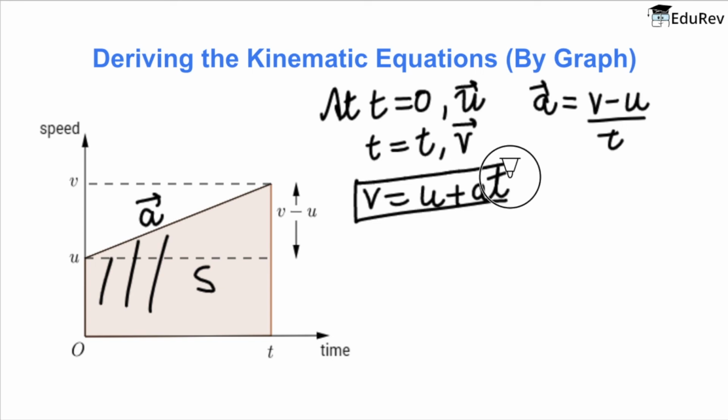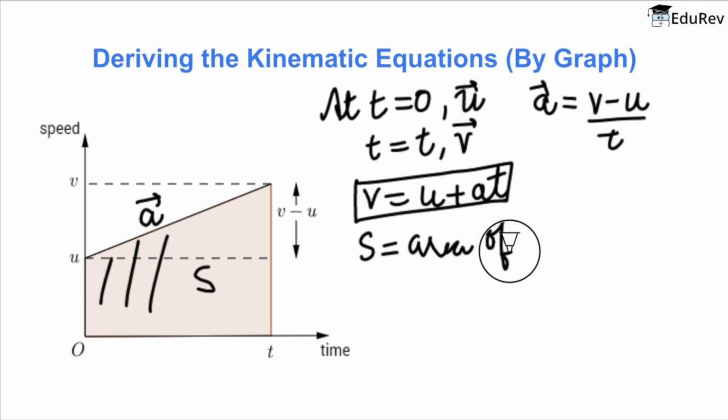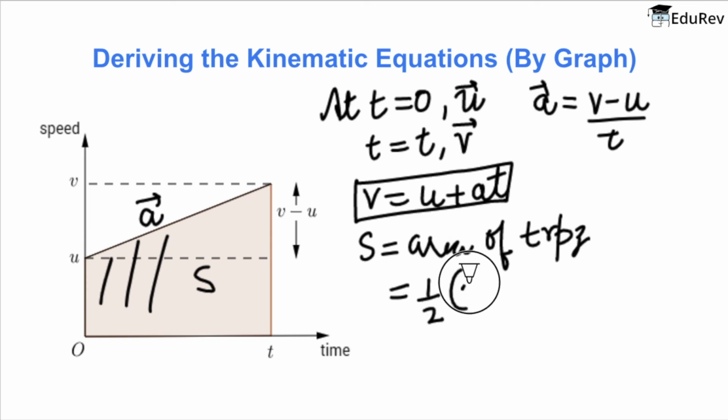Now again, the distance traveled is nothing but the area under this graph. So s is equal to the area of the trapezium. A trapezium is nothing but a 4-sided figure with 2 parallel sides. So the area of the trapezium is half times the sum of the parallel sides, which we can see here and here. And here, this length is u, the longer one is v, so we'll add them, and then we will take the height, that is time t.